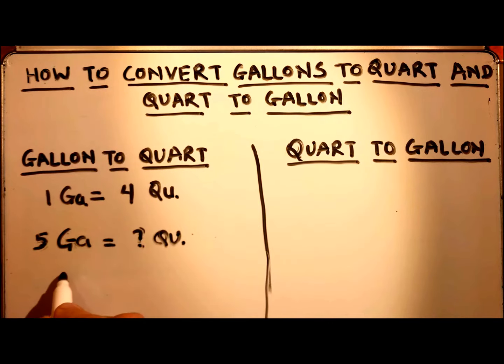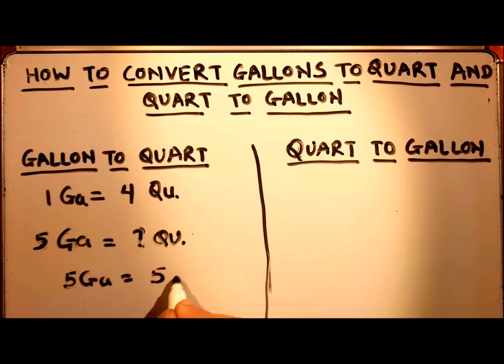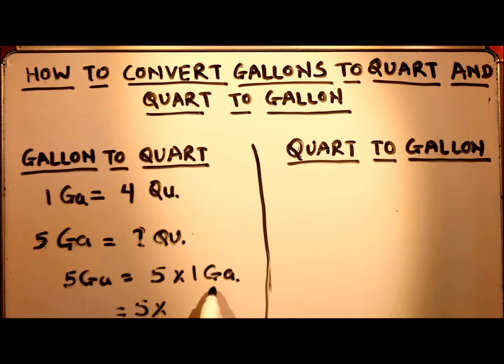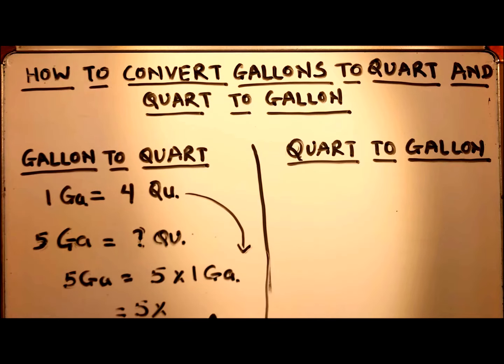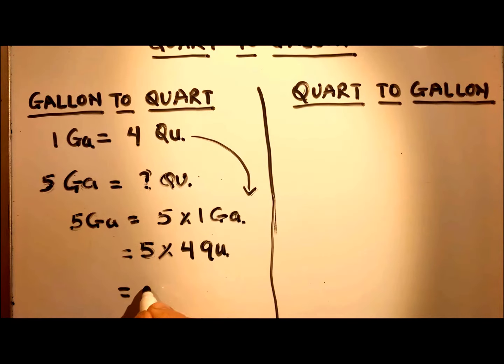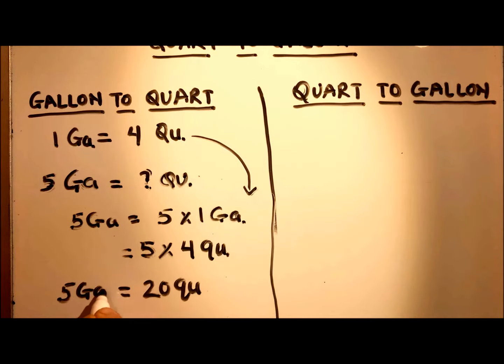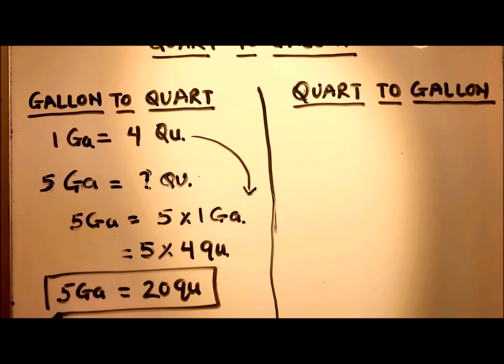Okay, so 5 gallon we can write it as 5 times 1 gallon. So here, as 1 gallon is equal to 4 quarts, we'll write the value of gallon in terms of quarts. So 5 times 1 gallon is 4 quarts. So here we'll write 5 times 4, which is 20 quarts. So 5 gallon is equal to 20 quarts. In this way we can convert gallons to quarts.